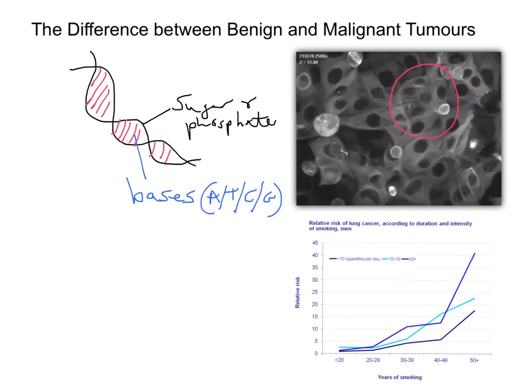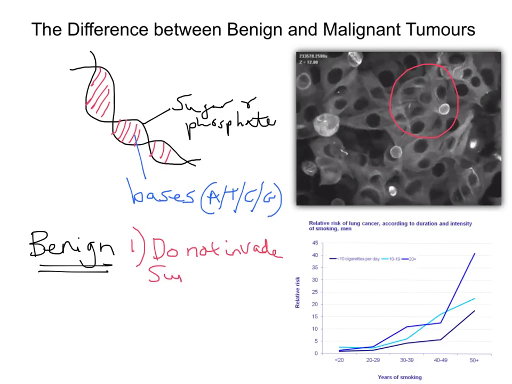So let's think about the difference between a benign and malignant tumour. A benign tumour is still a growth caused from a proliferation of cells. But two things really underline benign tumours. They do not invade surrounding tissue. That's key. They do not invade surrounding tissue. So benign tumours tend to have a fixed shape.